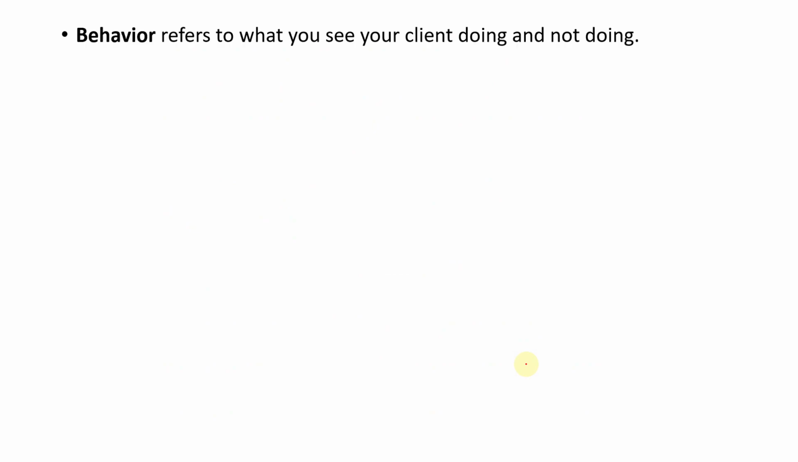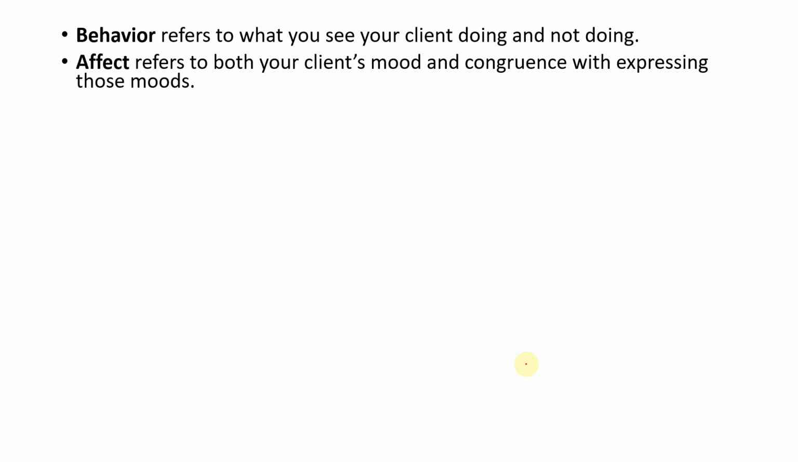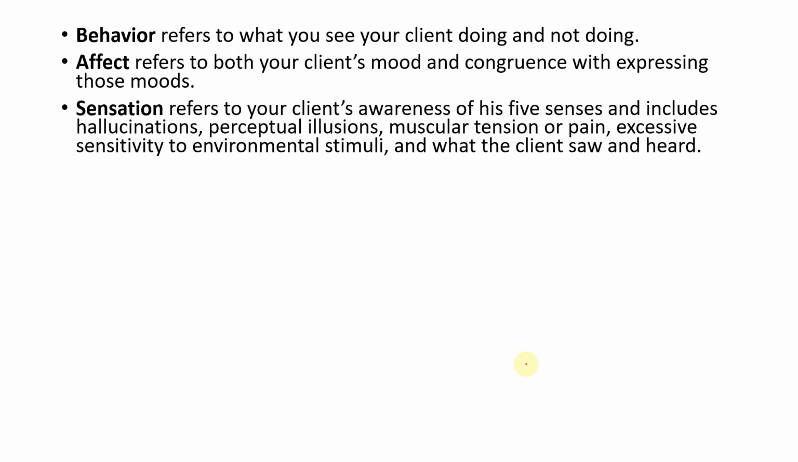Behavior refers to what you see your client doing and not doing. Affect refers to both your client's mood and their congruence with expressing their mood. Sensation refers to your client's awareness of his five senses and includes hallucinations, perceptual illustrations, muscular tension or pain, excessive sensitivity to environmental stimuli, and what the client saw and heard.